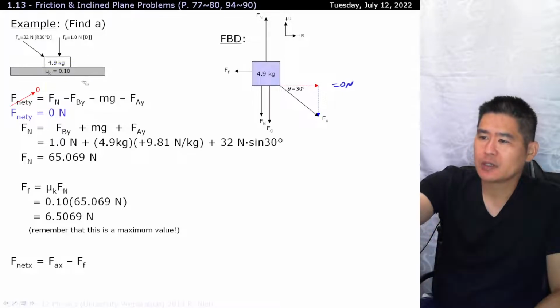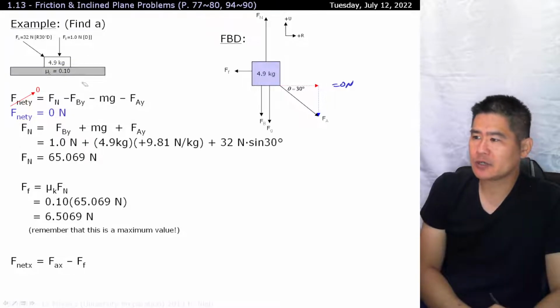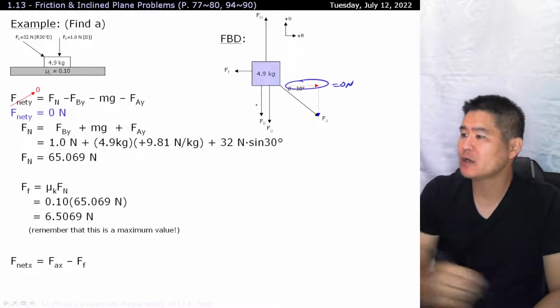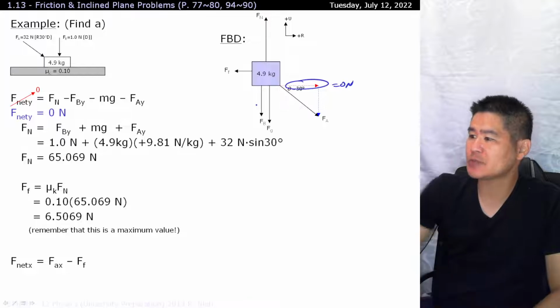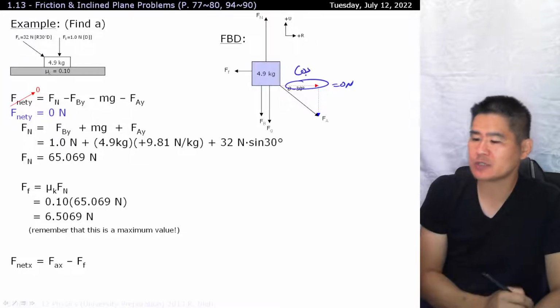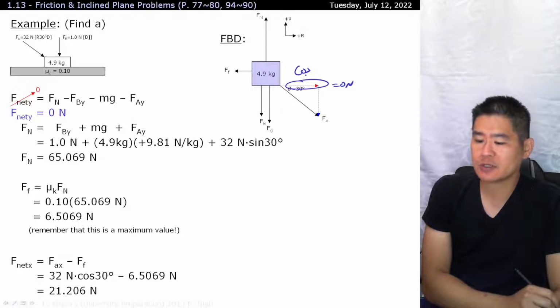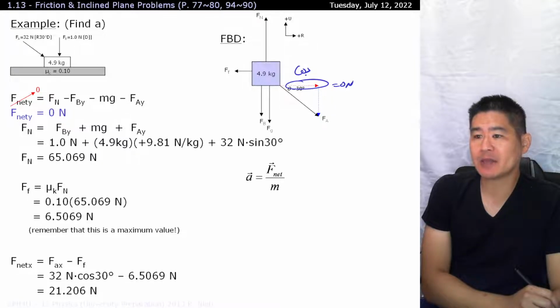So let's just continue with these calculations here just to see what the outcome will be. We have our FAX, which is right over here, which is our 32 newtons times the cosine, as it's adjacent to 30 degrees. So 32 newtons times the cosine of 30, and we're going to subtract it from our frictional forces. And here we have an answer. It being positive means that the object does accelerate towards the right here. At what rate does it accelerate? Well, we'll need to divide that by the mass.